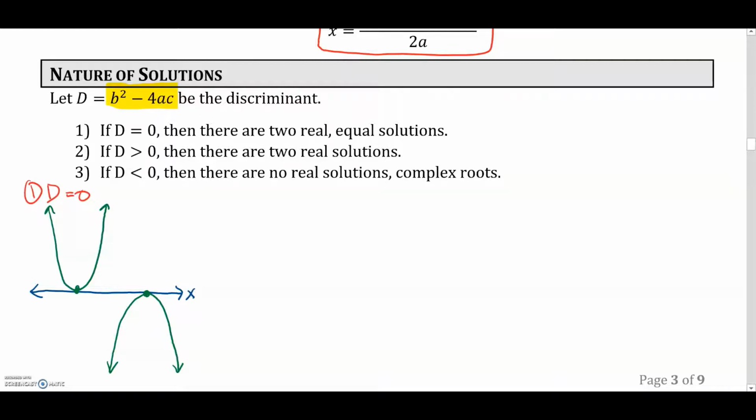In the second case, where the portion under the square root is positive, it means that we have two real solutions. So we'll end up having two distinct values of x that are calculated, and graphically this shows as a parabola that opens up but has a vertex below the x-axis, or a parabola that opens down and has a vertex above the x-axis. So in either case, we have two different roots identified, and that is when the discriminant is positive.